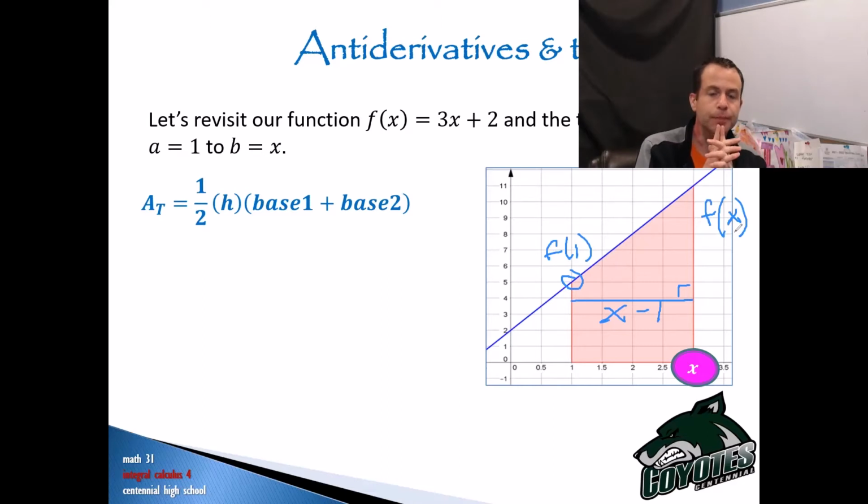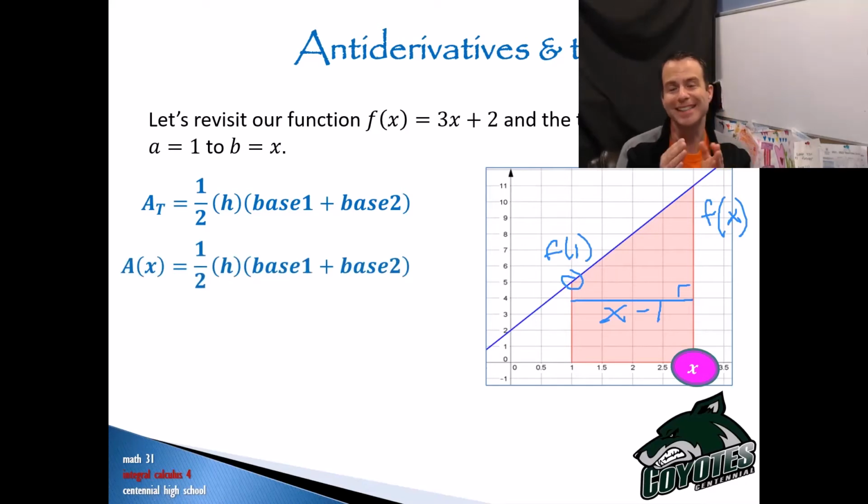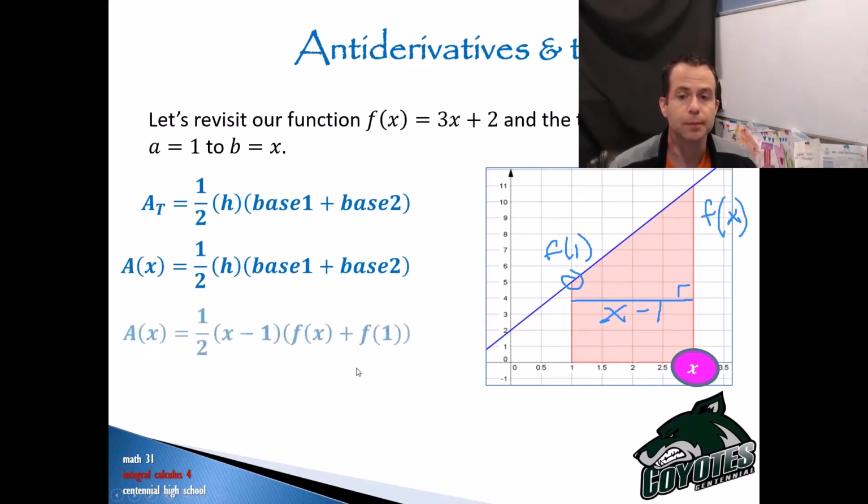Totally doesn't matter though. So if this is the area of the trapezoid, I can now say that this would be the area in this context. Now we're just going to call it the area of x, where x is I'm inputting where I want to stop. Okay, so if this legit had been 3, I would say A3 here. But because I'm stopping at x, I'm calling it A(x). Okay, so it's 1/2 h times base 1 plus base 2. So h was x minus 1. And then I have my base 1 and base 2 as f of x and f of 1.